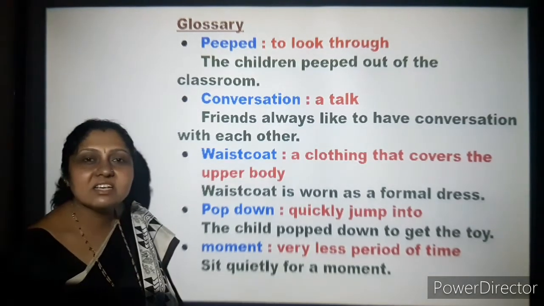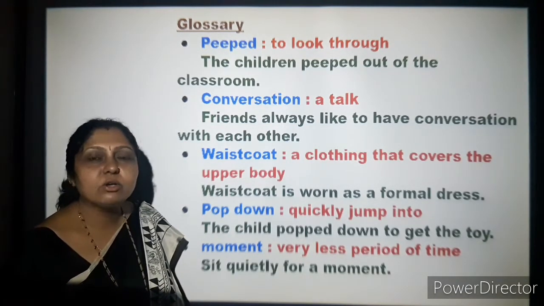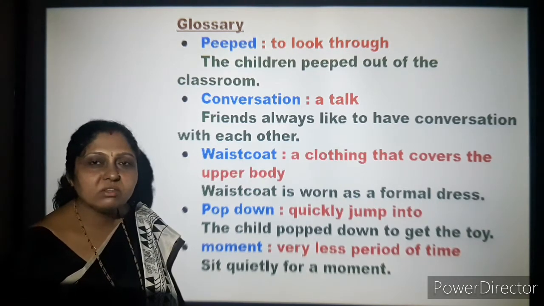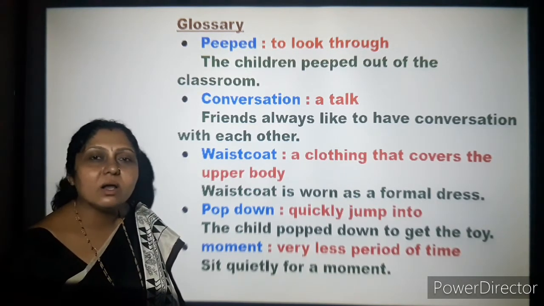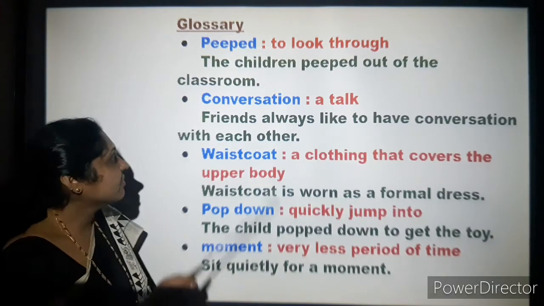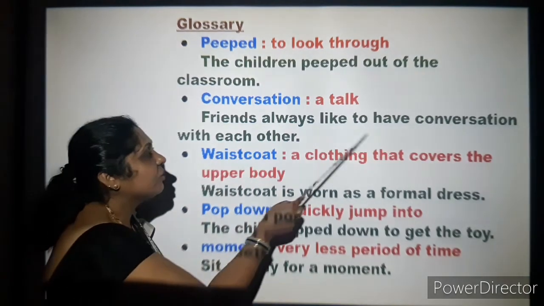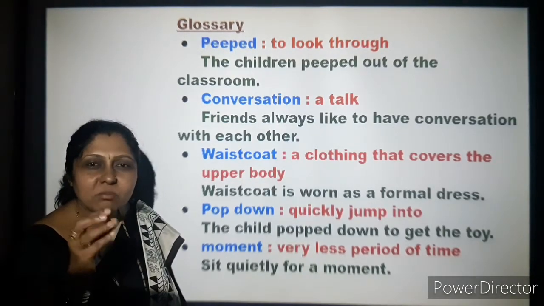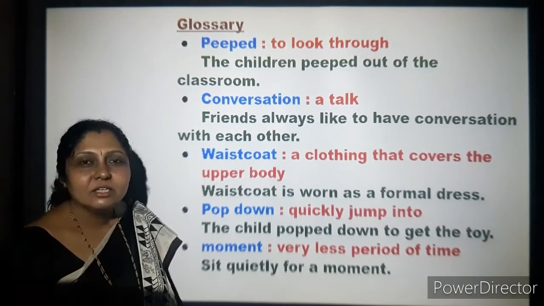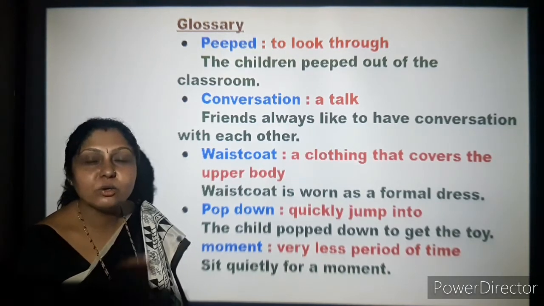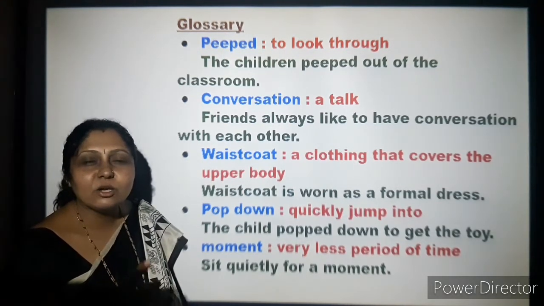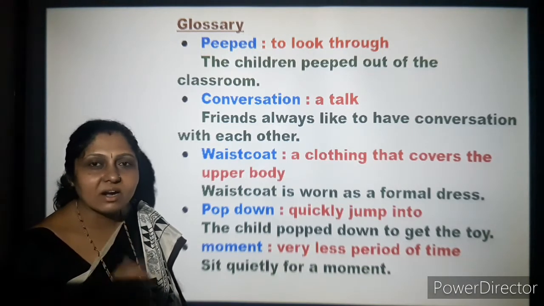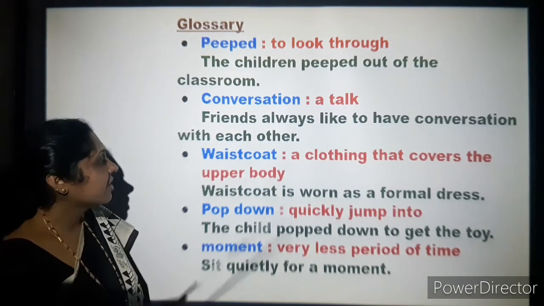Conversation. A talk. When you talk to your parents or to your friends, when both of us talk to each other, you call it a conversation. Friends always like to have conversation with each other. Whenever you get five minutes of time or a break, you run to your friends or start talking to the benchmate. That is called conversation.